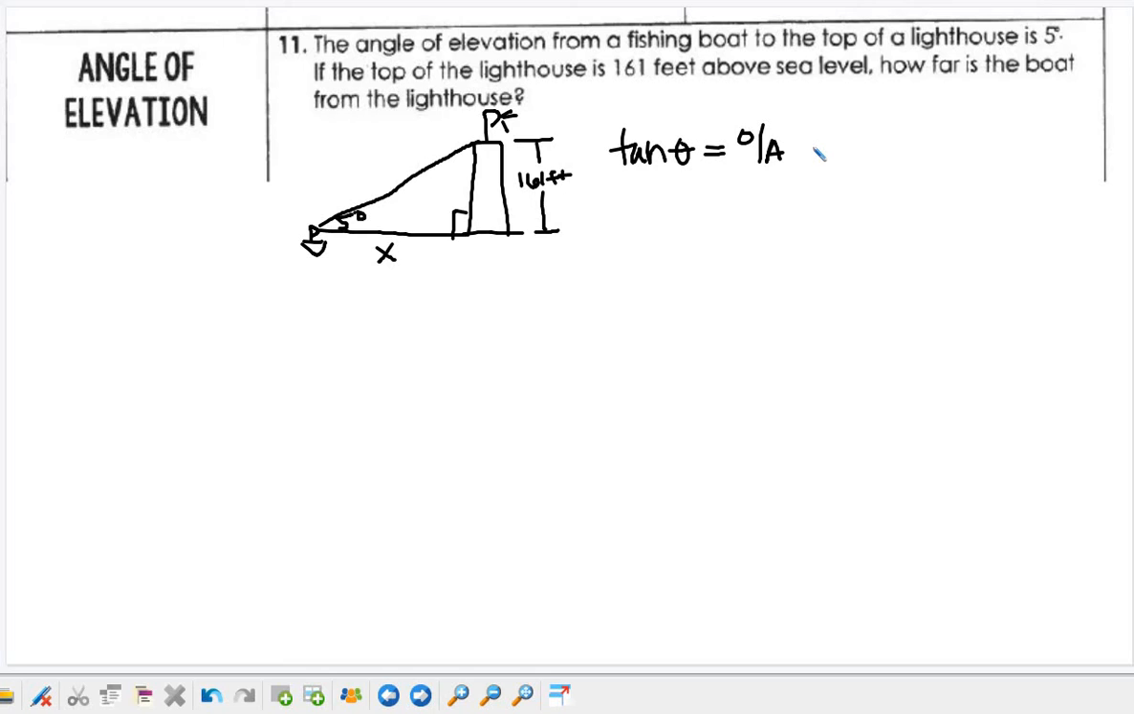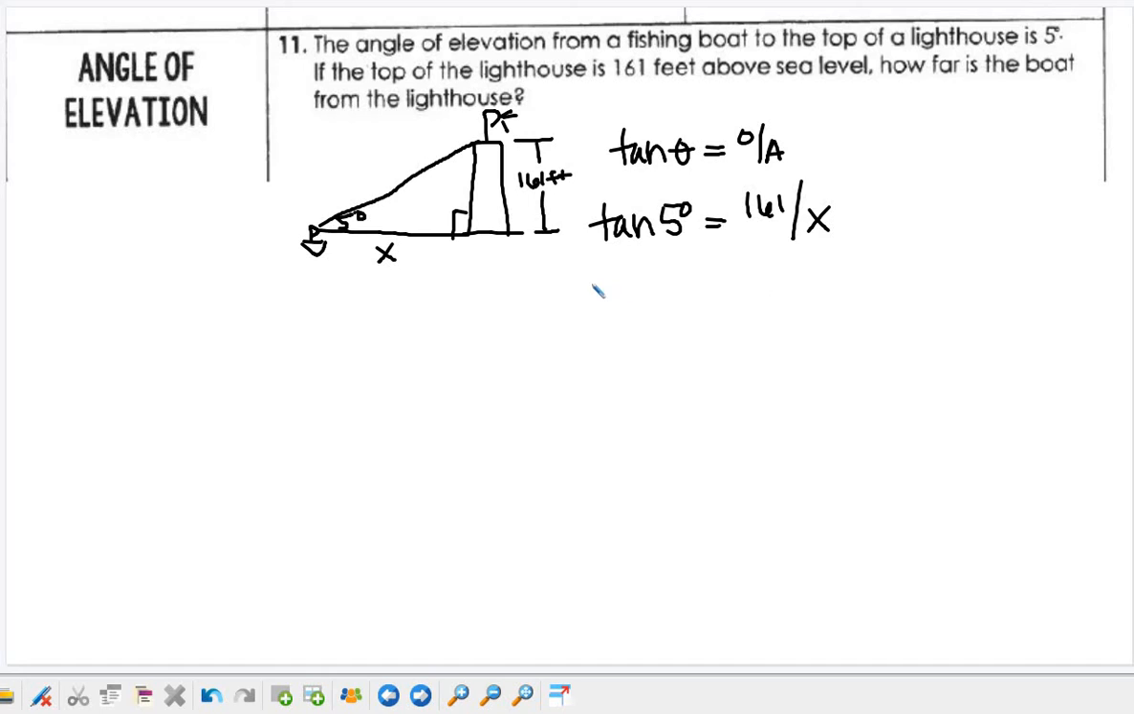Now you could use Pythagorean theorem in a right triangle, but I don't have enough sides. Remember, to use Pythagorean theorem, I have to have at least 2 sides for the Pythagorean theorem to work. It's one equation, so you can't have 2 unknowns. So that's how I know I'm using SOHCAHTOA versus Pythagorean theorem. So that means tangent of 5 degrees is equal to 161 over x.